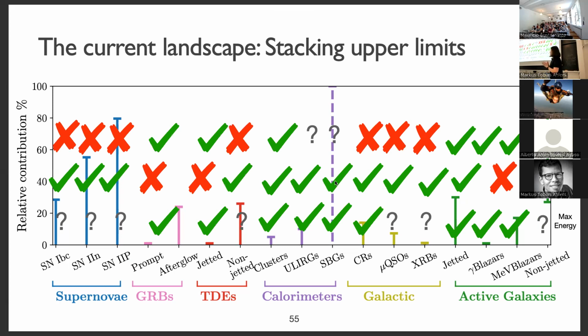This doesn't mean that all these other sources don't produce neutrinos, and I didn't have time to talk about it, but we have another energy range above the IceCube energy range where we expect a lot of new detectors, which might look for the neutrinos which connect better to the ultra high energy cosmic rays.